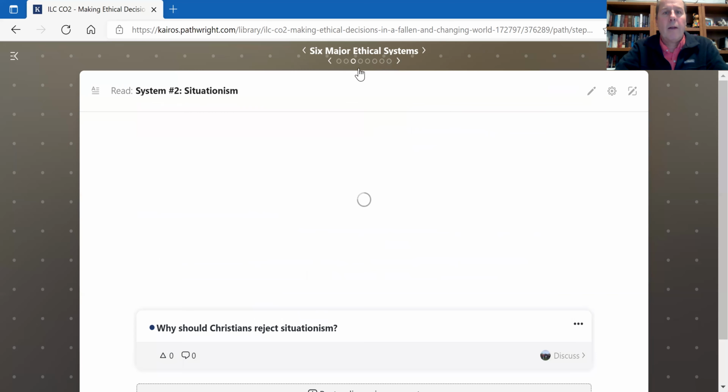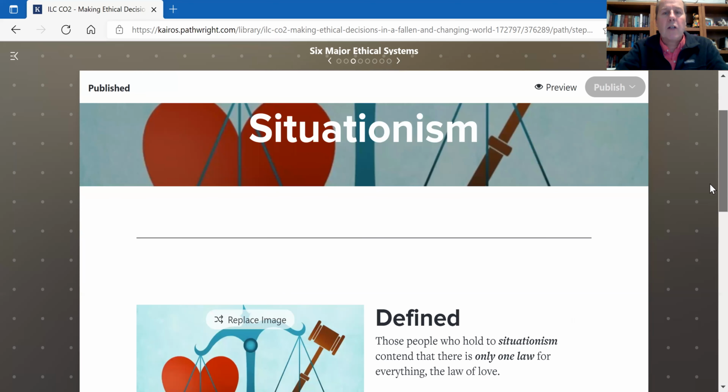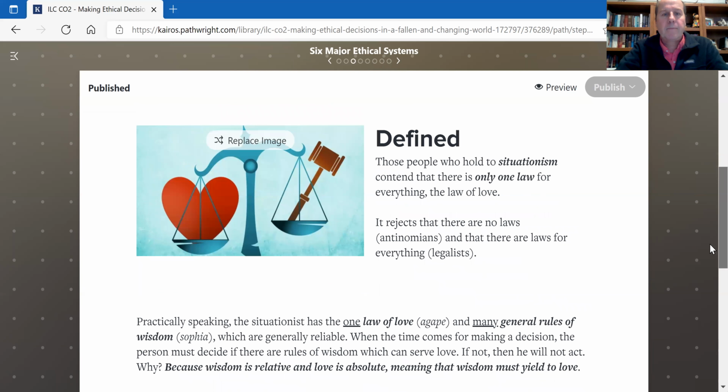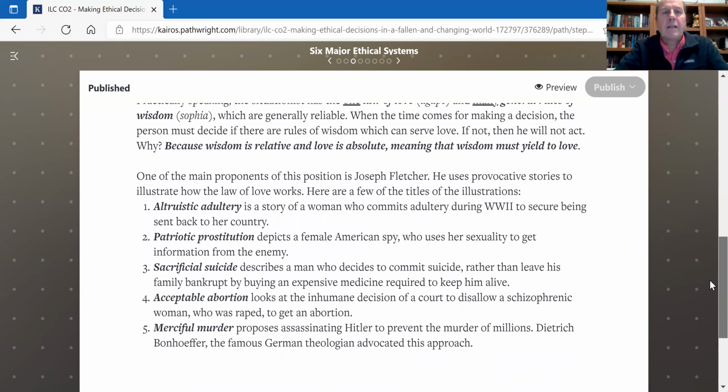The second one is what we call situationism. Here they do believe that there is one overriding law, and that one law is the law of love. When we think of the law of love, you will always want to do in every situation, and that's the word situationism, what is most loving. The problem, though, is that you have to define what real love is.